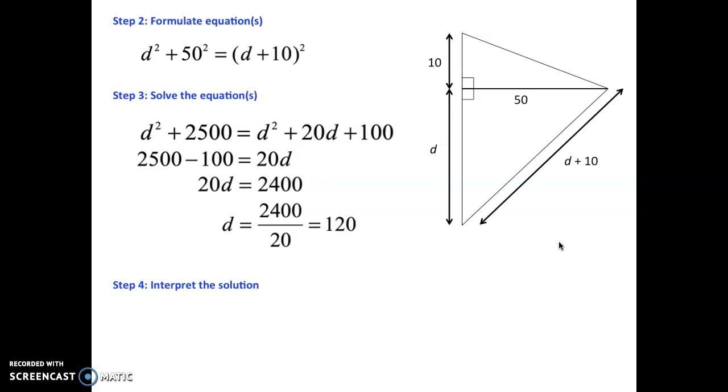Lastly, do not forget to answer the question. Therefore, 120 is the depth of the pond in cm, or you can also say it's 1.2 meters. With this, now let's look at question 2 on page 2.